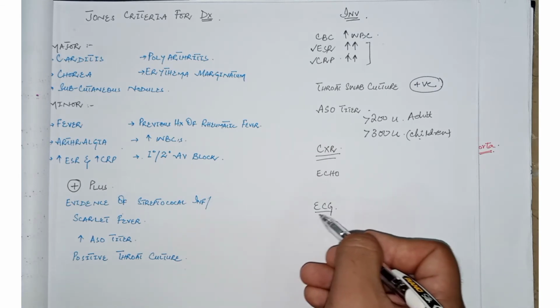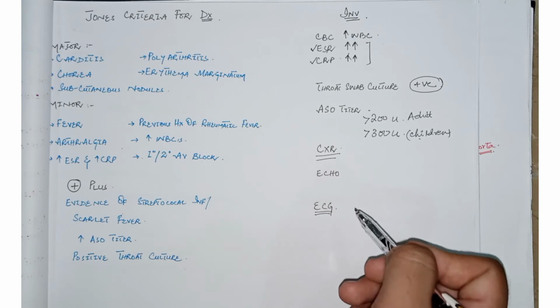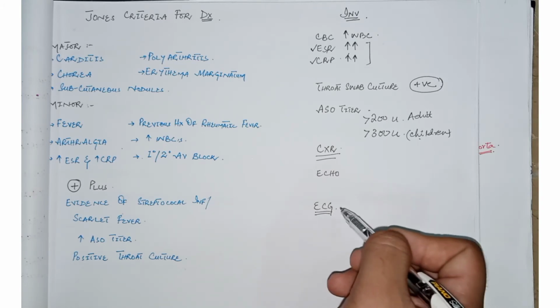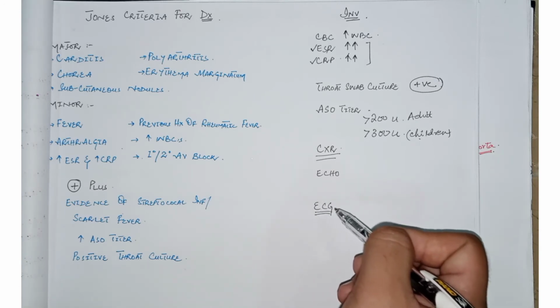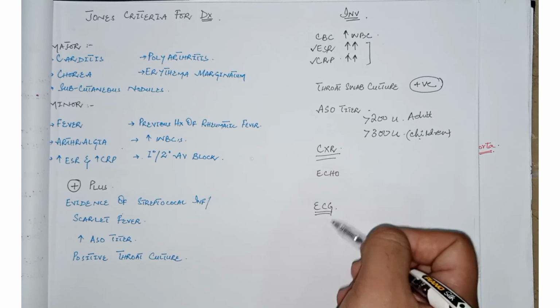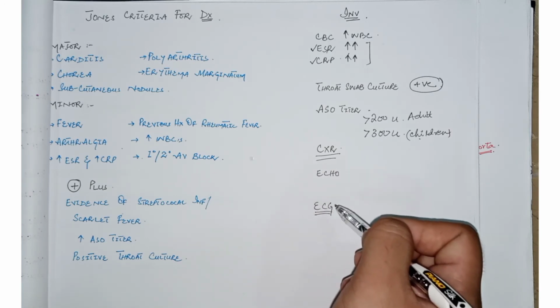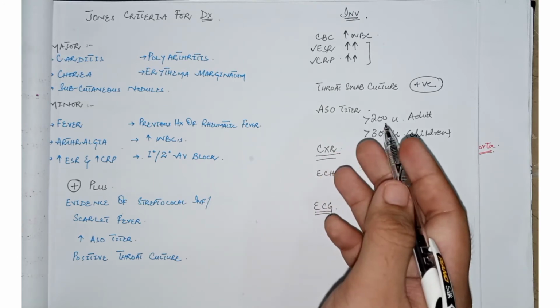ECG gives non-specific findings like pericarditis. There is diffuse ST segment elevation in all leads of the ECG in case of pericarditis, and also there may be prolonged PR interval because of AV nodal blocks. So the ECG gives the findings of AV nodal blocks and the findings of pericarditis. So this was the whole of the investigations.